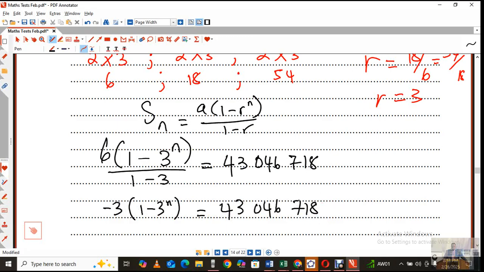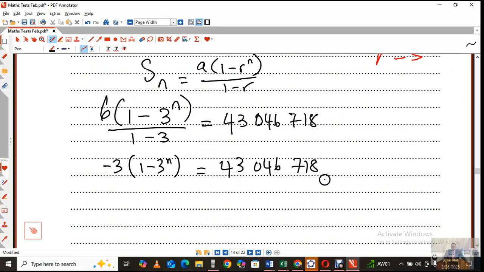Okay. Then what is it that I need to do? I need to get rid of that negative 3 by dividing throughout by negative 3. So that's going to be 1 minus 3 raised to the power n is equal to this number over here. Let's bring in, okay, divided by negative 3.